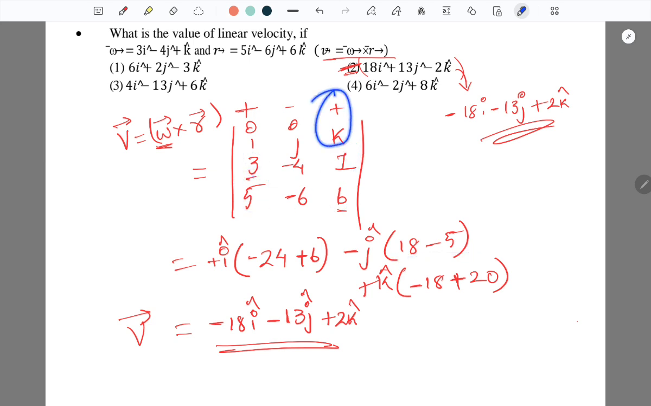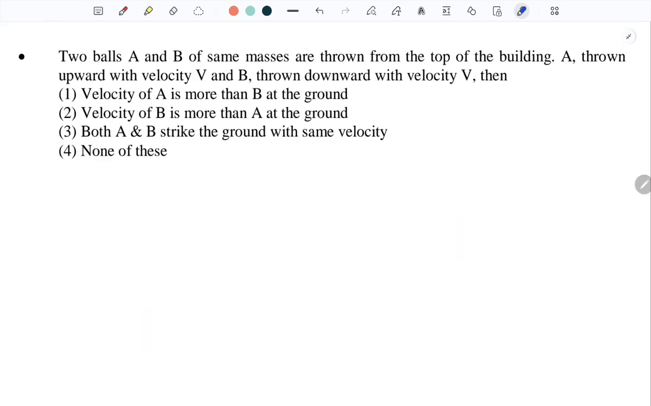Then we come to plus k cap. When you do plus k cap multiplied by, these are the things which go off, row and column we need to avoid, only these things we need to take. So it is 3 into minus 6 minus of 5 into minus 4. You get minus 18 plus 20. When you solve, you are getting this answer. I hope this is clear.